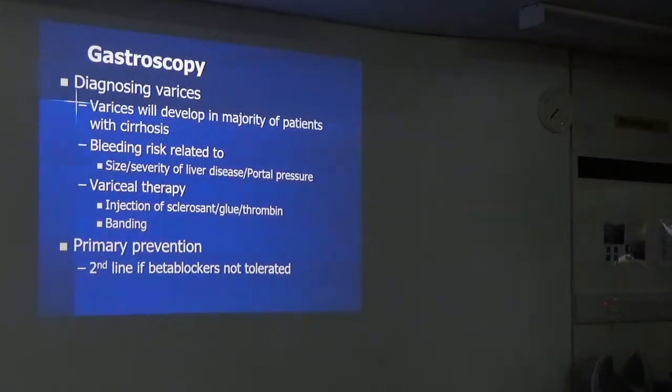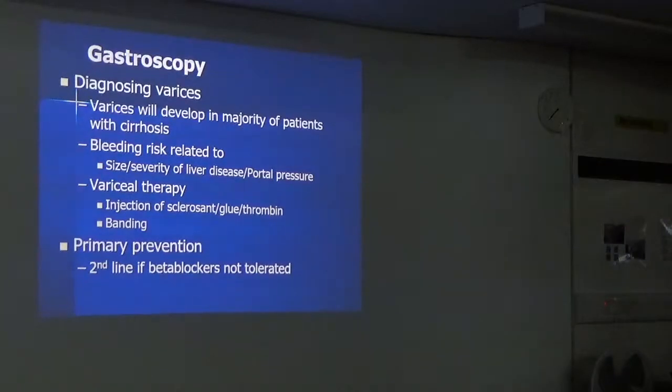The standard treatment of varices involves endoscopy. It used to be very common to inject a sclerosant, which basically just irritated the vessel and caused the vessel to fibrose and block off. You can also inject glue. You can inject thrombin, which is an agent that promotes clotting. But the most common way of treating varices endoscopically is to put a little band on. And I've got a video clip to show you.